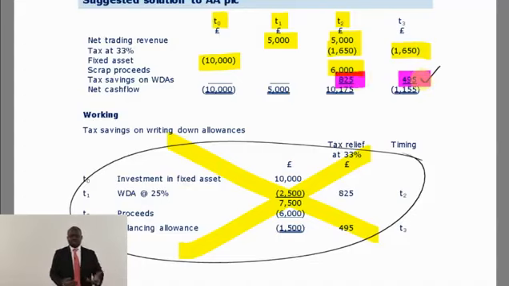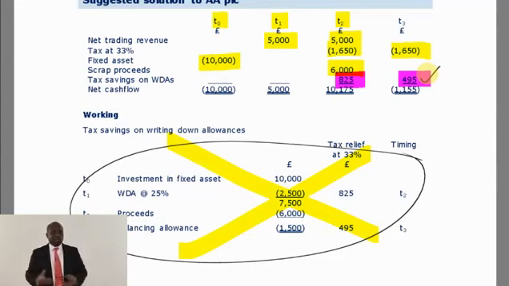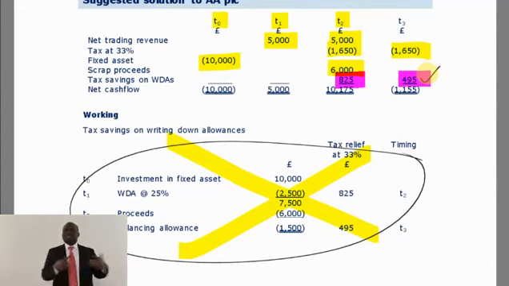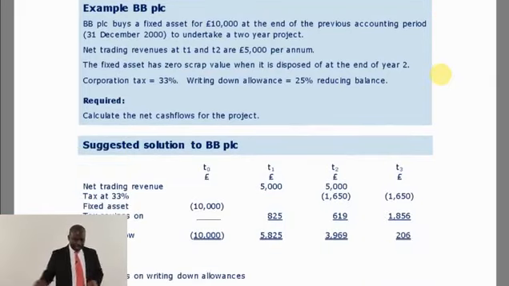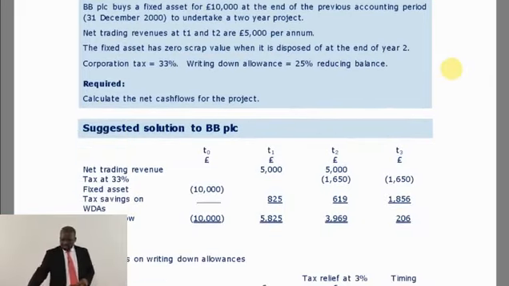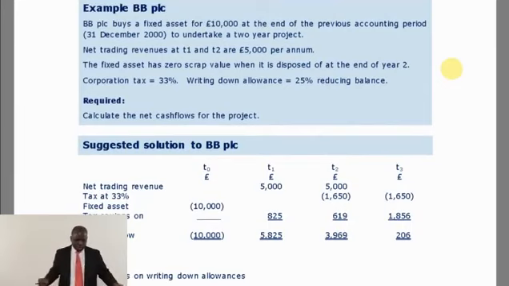Because we are assuming tax is paid 1 year in arrears. So this is the approach that we've been doing from F9. When we are claiming from year 1, the assumption we were building in there is that we are starting the project at the beginning of the accounting year. What about if we are starting the project at the end of an accounting year? So let's read this one and see. BB PLC buys a fixed asset for 10,000 at the end of the previous accounting period, 31st December.